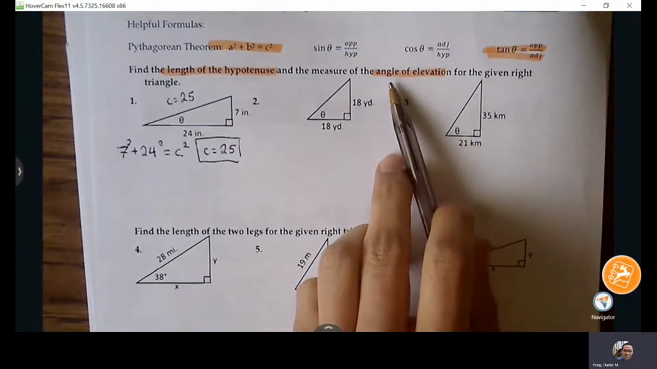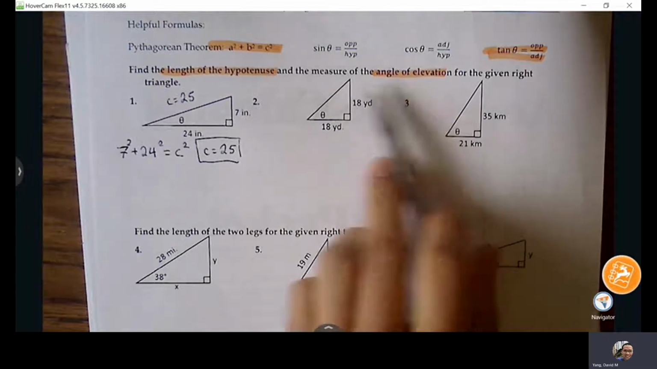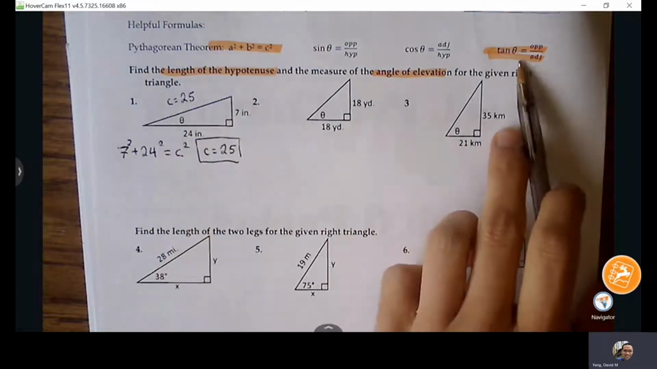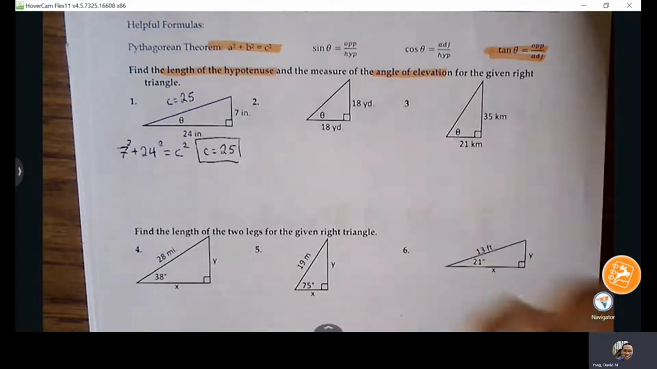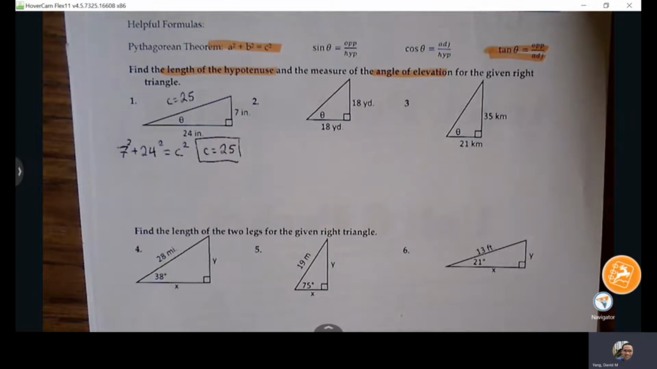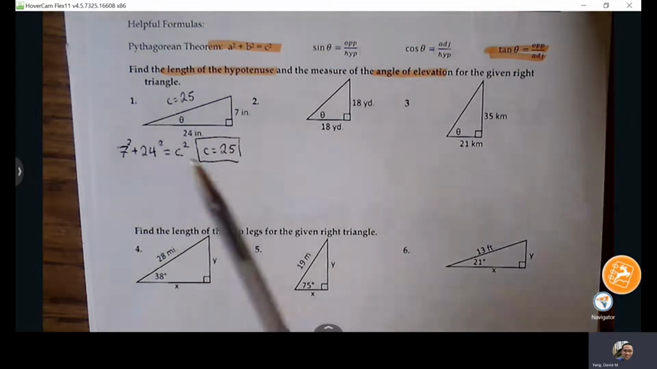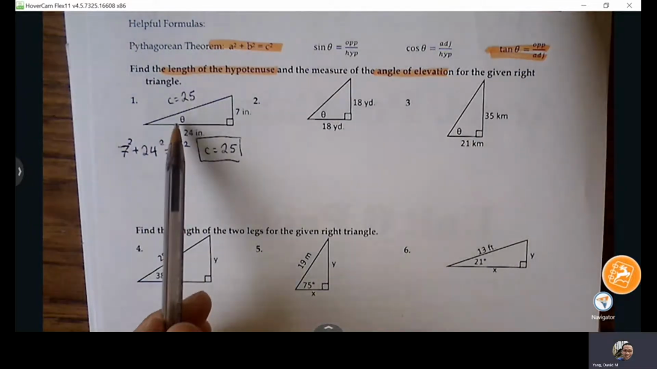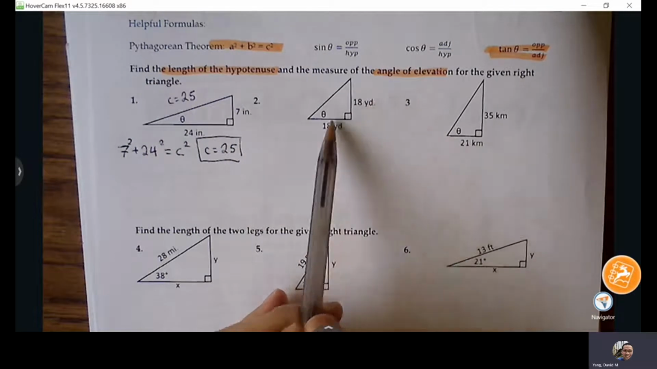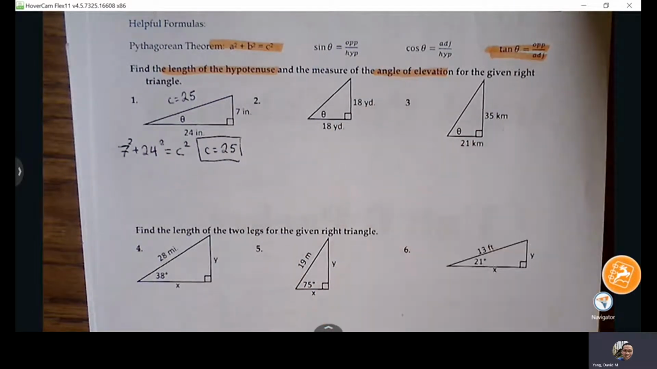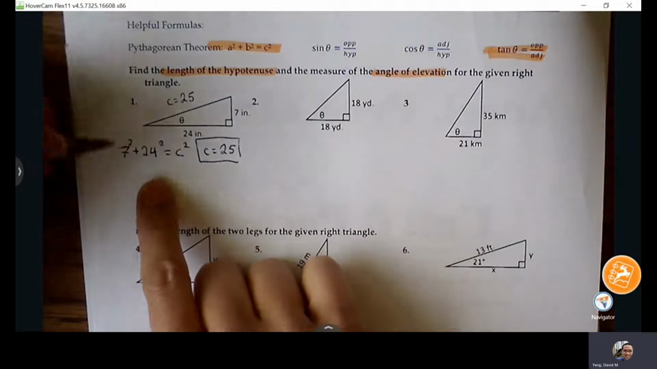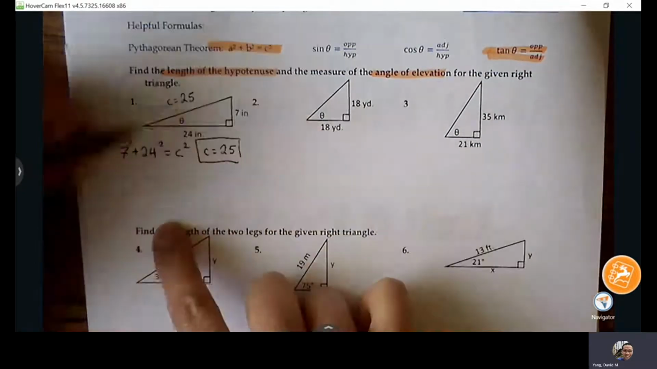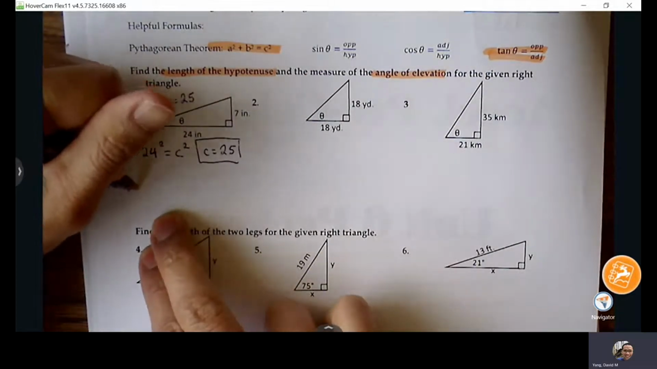If you want to find the measure of the angle of elevation, theta, it's going to involve rise over run. So we're always going to be involving tangent to figure out the measure of this angle. Right now it's tangent because we have our leg values given to us. So tangent of theta equals opposite over adjacent.